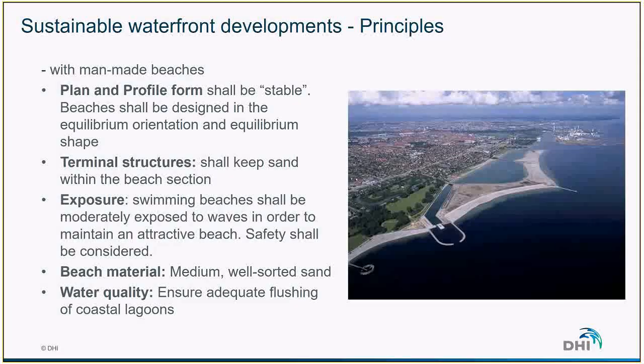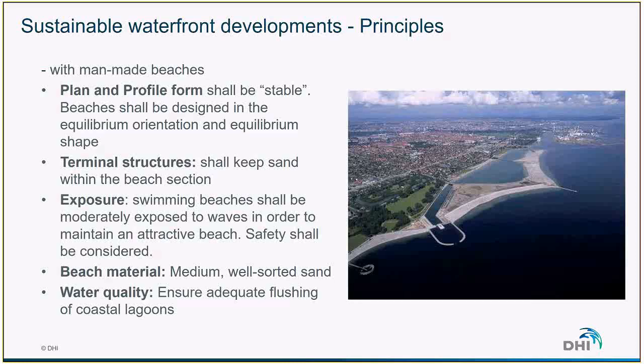And then, as we've seen in the previous webinar, we would like to have a relatively good exposure, because we've seen that the wave exposure is a very important factor to maintain a good quality of sand. And that's something that is important when we design the beach. Obviously, the exposure should not be too large, because if the waves are too strong, it's going to be dangerous for swimmers. So it's a matter of finding the right balance between too much or not enough waves. But of course, safety should be considered.